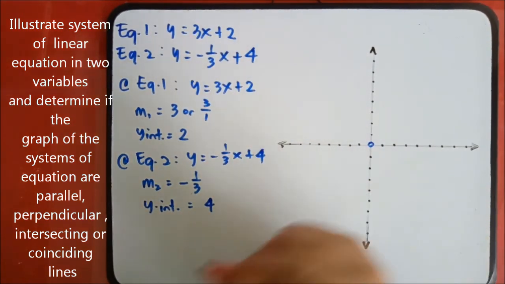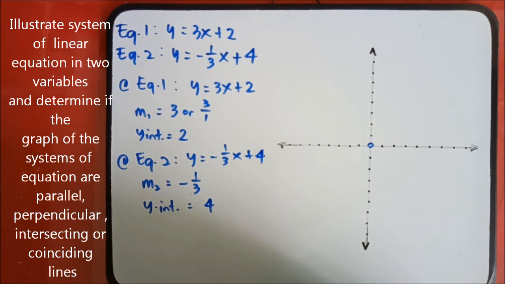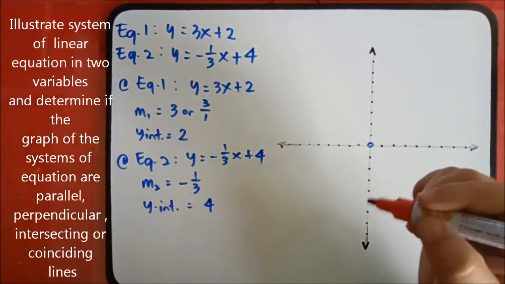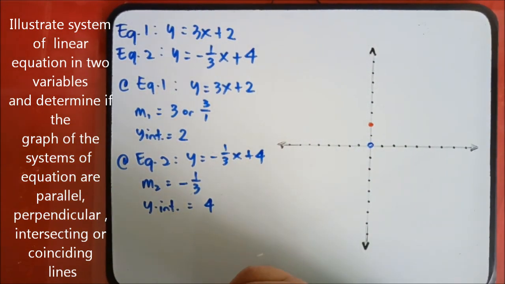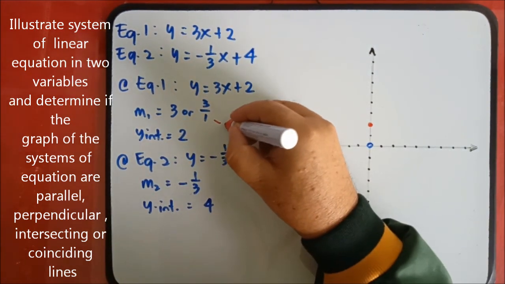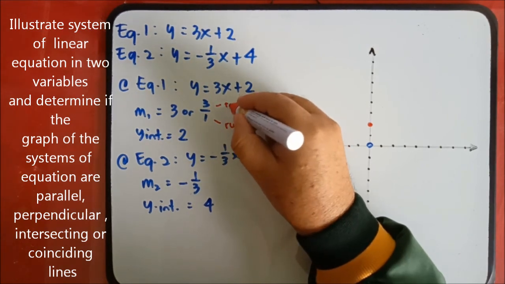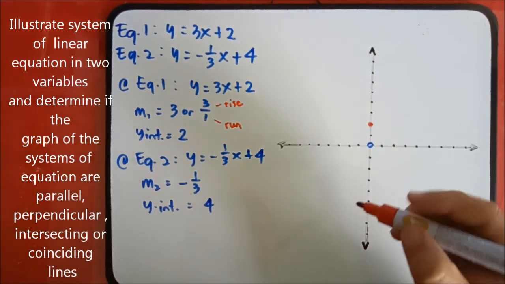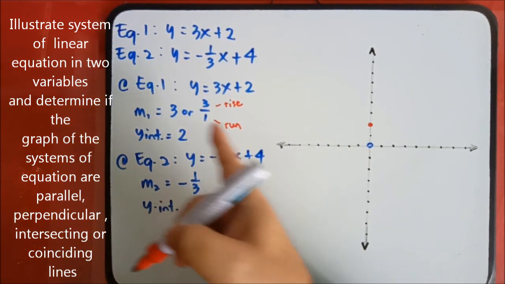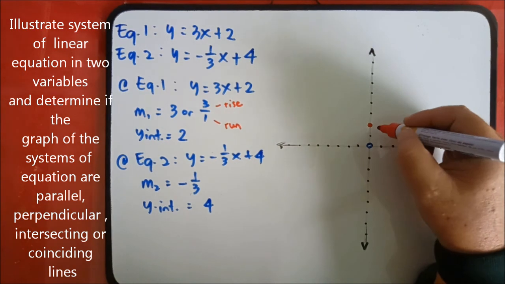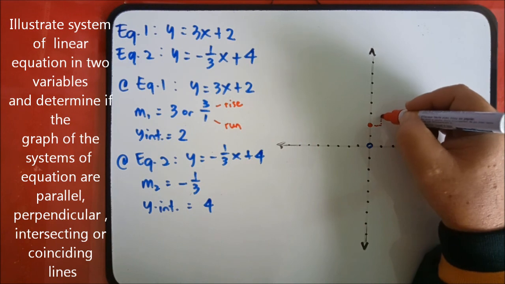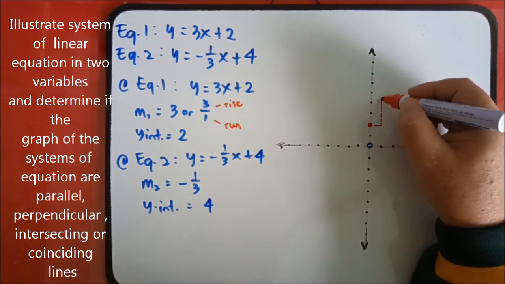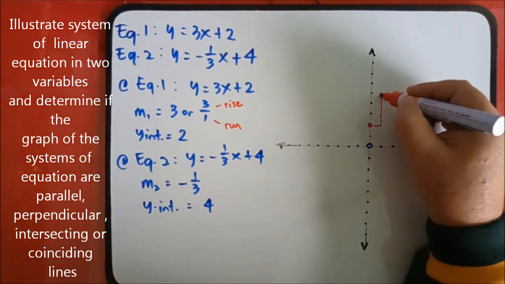What is our equation 1? Y is equals to 3x plus 2. And then what is our y-intercept? Y-intercept is 2. So 2, nasa taas ng 0. Andito. What is our slope? 3 or 3/1. This is your run. And this is your rise. Okay, ang slope natin ay positive, expect this to be going up, no? So run is 1. Eto. Rise is 3. Okay. Andito ang point mo.